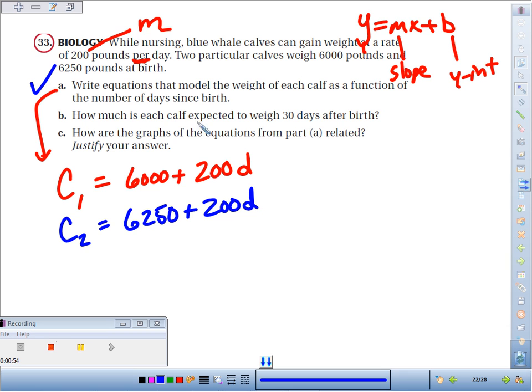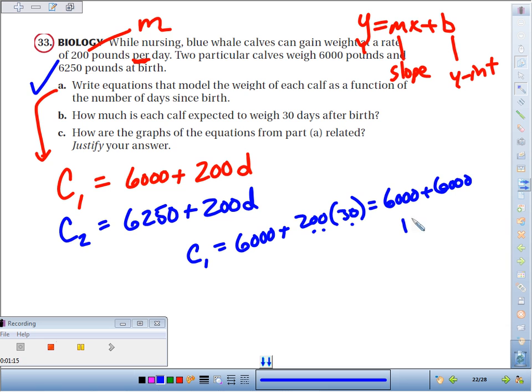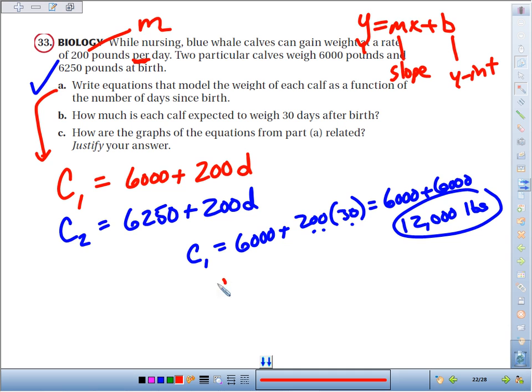Part B, how much is each calf expected to weigh 30 days after birth? Well, calf 1, we'll just plug in 6,000 plus 200 times 30. Well, 2 times 3 is 6, and then add 1, 2, 3, 0. So add 6,000. We're looking at 12,000 pounds. The other calf is going to gain the same amount of weight, 200 pounds times 30 days. It's going to gain 6,000 pounds. So if we take its original weight, 6,250, plus another 6,000, it's going to be 12,250 pounds.